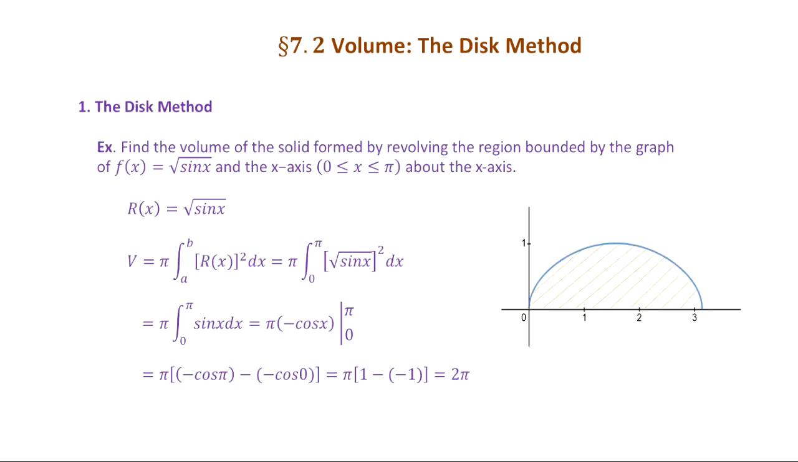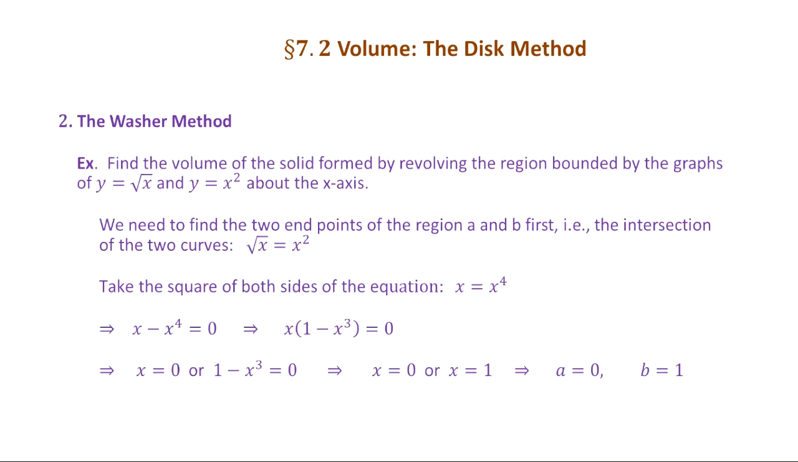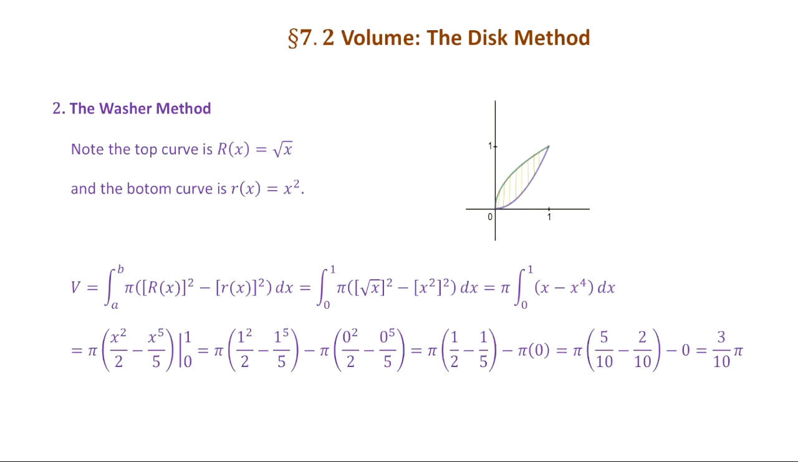In the case of the washer method, you got two curves, one on the top, one at the bottom. So you plug in the top curve, the top function, to big R, and the bottom curve, the bottom function, to the small r, into the formula, and then integrate it, and that's it. As we did in the example. So that's the whole idea about this method.